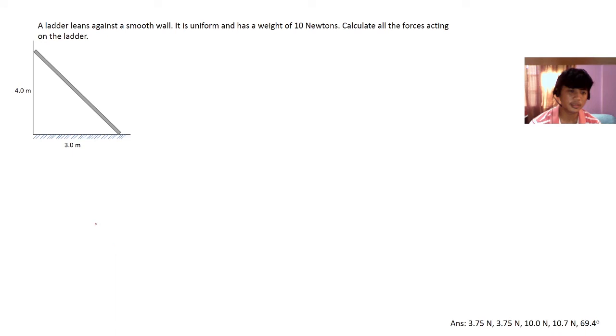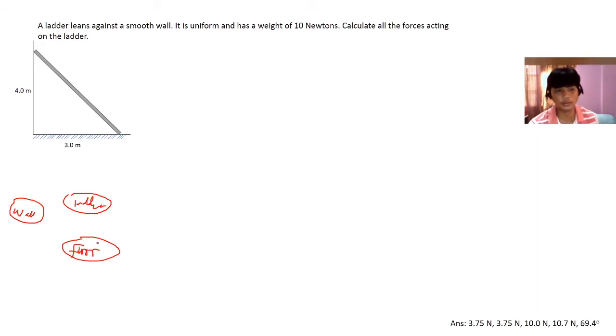Let's do the system schema again. It's a simple system schema right now. We have the ladder, we have the wall, and we have the floor. The thing about the floor though is that it is not smooth. As you can see, there are diagonal lines here to represent a not smooth floor, but a smooth wall.